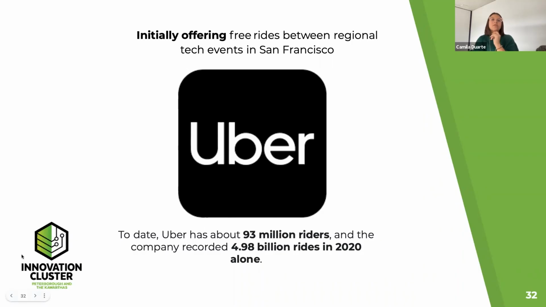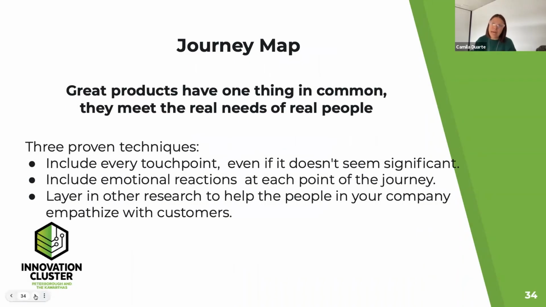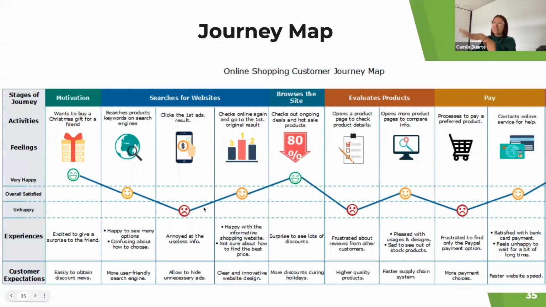Okay. So another point of the market research you're going to have as a result is the journey map. It includes every touch point, even if it doesn't seem significant, and it looks like this. So you want to know what it is that you're doing, and what your customers are saying, in every single stage of the journey that they have.